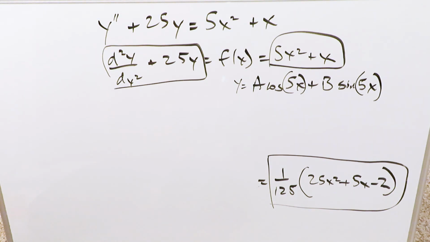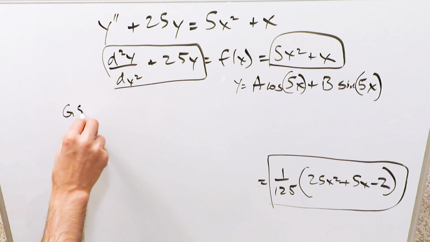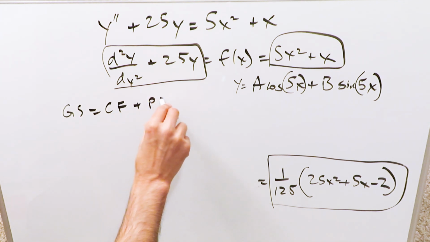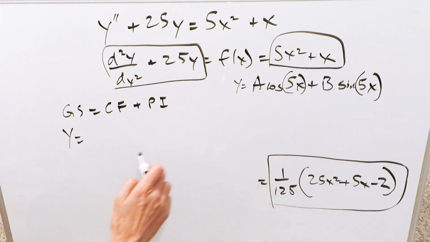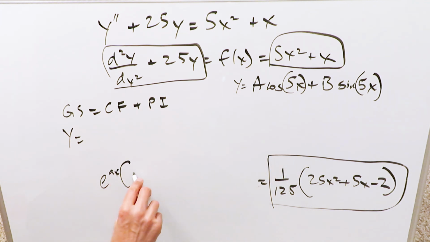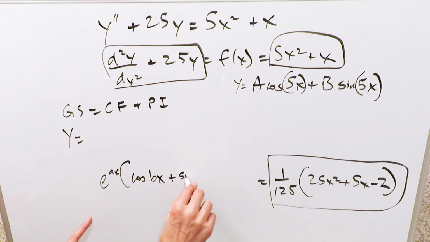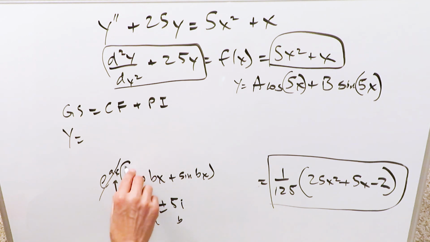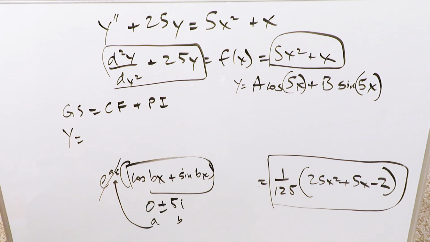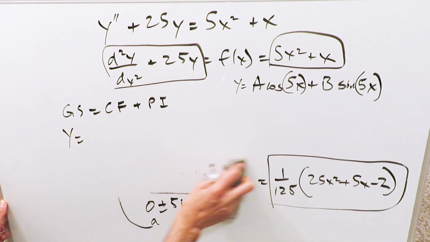Everything has been erased except for what you need for your final answer. My general solution is equal to your complementary function plus your particular integral. Remember again, e to the ax was multiplying cosine bx plus sine bx. My solutions were 0 plus and minus 5i. This was a and b. When you put this a value right here, it made all of this go away because it was equal to 1. You were left only with this part, which is exactly why you see only that part. So let's put it right here.